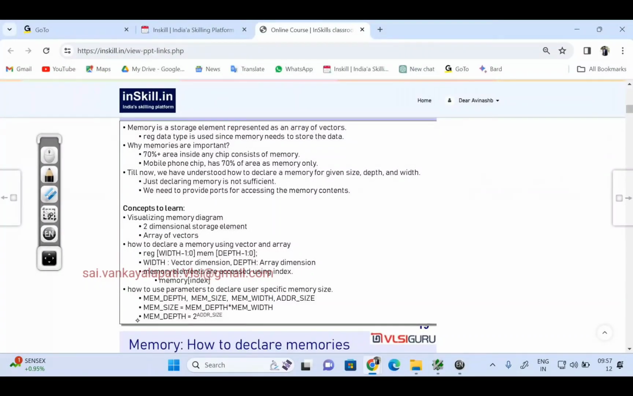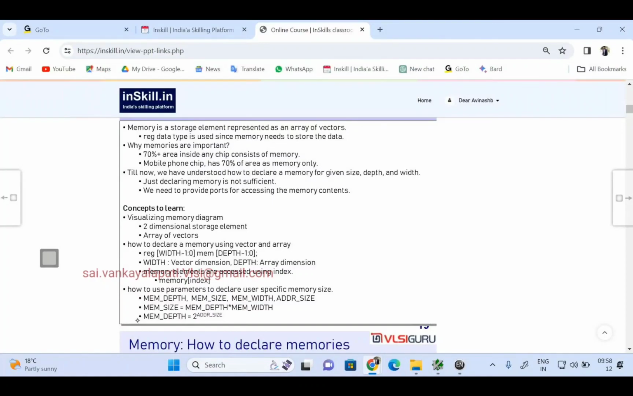So how do we use parameters to declare the memory and the memory size? Basically we'll be using parameters. You know what the use of parameters is? You define the parameter in the module scope, so that it can be used throughout your program and you can customize your program. Suppose you're designing a 32 depth memory with 8-bit width. Now by using parameters, you can customize that. You can make a depth of 64 and a width of 16. So the customization can be done using parameter declaration.